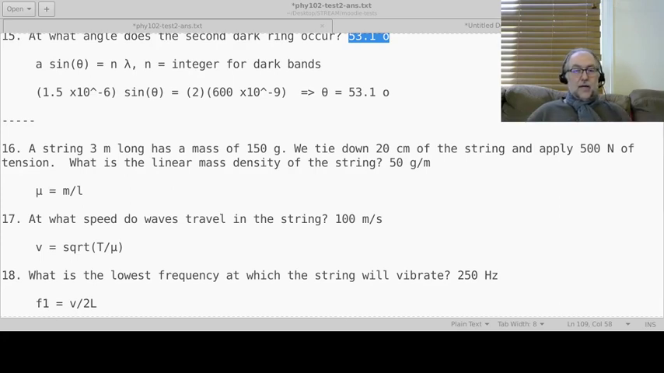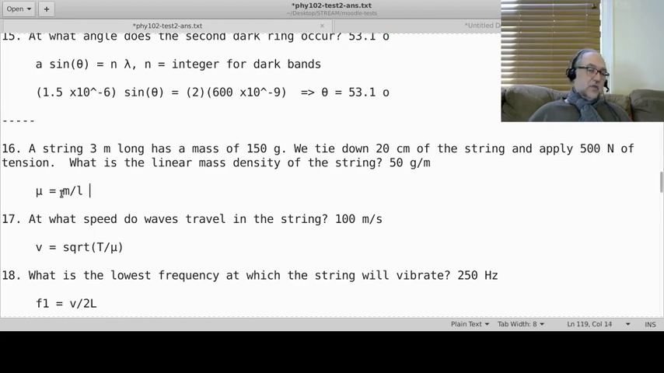And I ask a series of questions. The first question I ask is, what's the linear density? And the answer is 50. Well, how did I get that? The linear density is just the mass divided by the length. So the mass is 150 grams. And the length, though, you've got two lengths here, 3 meters and 20 centimeters, but you have to ask yourself, what has the mass of 150 grams?